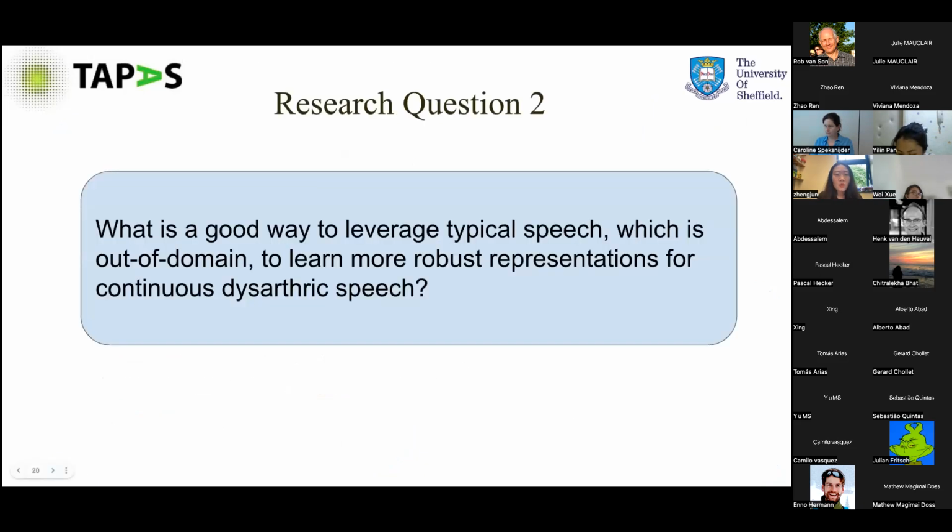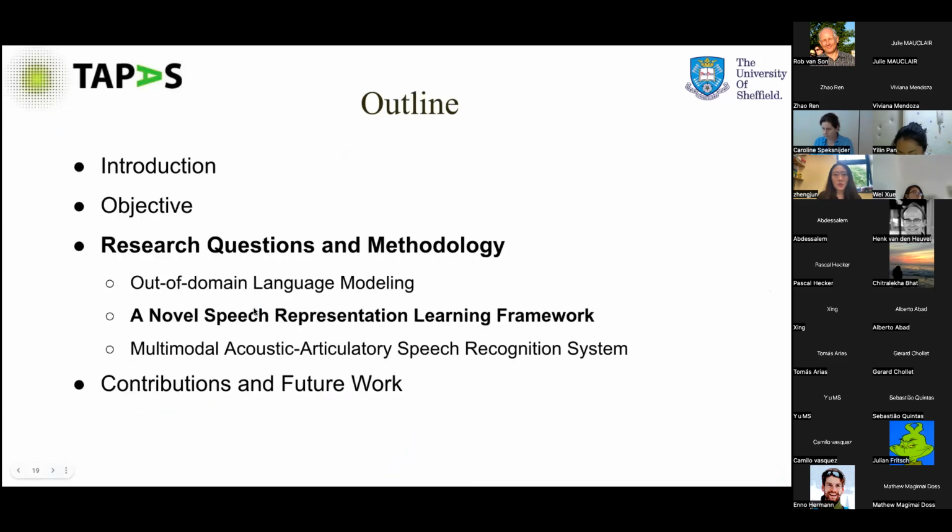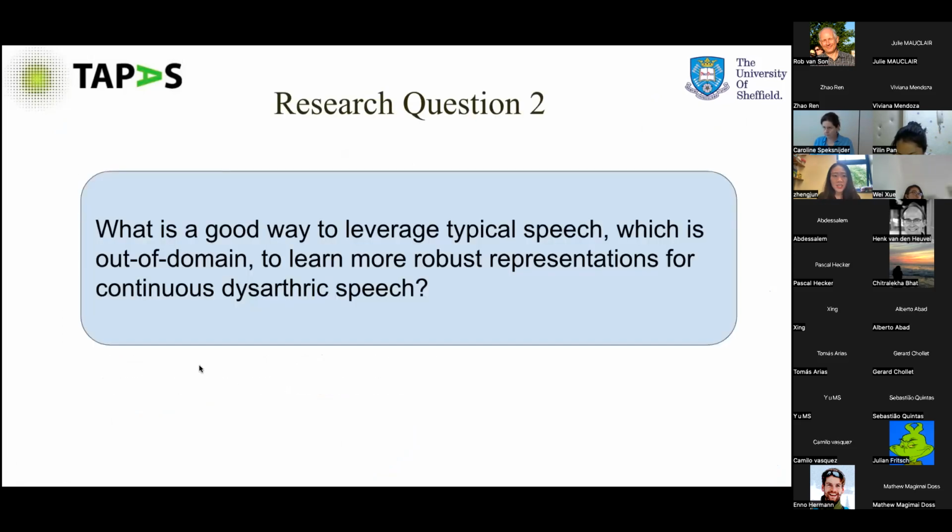Yes, and the second work is using a novel speech representation learning framework. Feature extraction is the first step in speech processing. It carries very important information that will be learned by the following neural networks. And nowadays, with the popularity of deep learning approaches, speech representations use these deep learning methods to learn higher level representations.